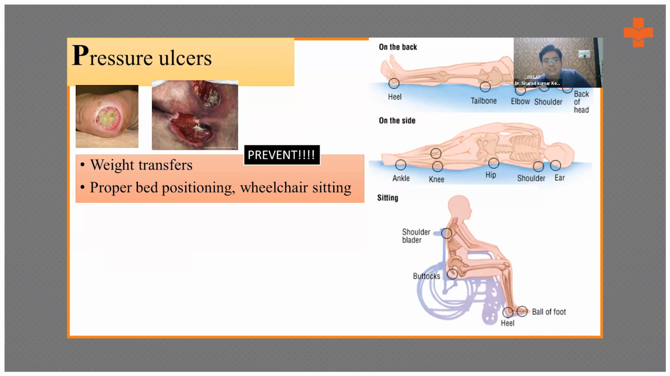And also in wheelchair, do remember that every 30 minutes of wheelchair setting, the patient has to shift his weight for at least 2 minutes, either using both his arms, he has to lift himself, or the attendant should tilt and shift the patient at least for 2 minutes for every 30 minutes of wheelchair setting.